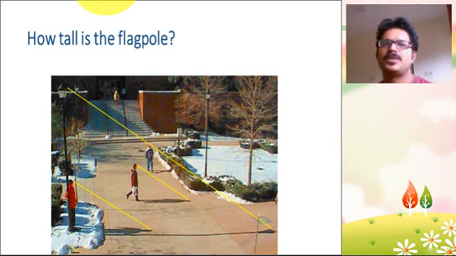You're seeing a picture on the slide. There is a tall pole and there are a few persons walking on the road. You can see their shadows are of different shapes and different sizes. Now let us think about what factors actually affect the size or shape of a shadow. Pause the video, talk to yourself, think and get the answer to the question.